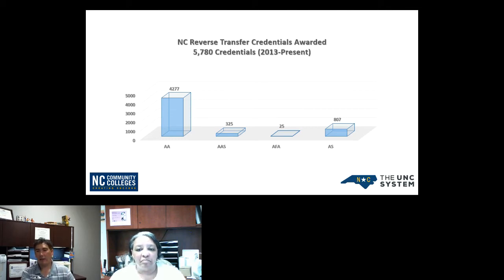So we're taking that little under 1,700 credentials to today. And as we're looking at it today, you can see that we've got over 4,200 associate in arts. Wynn is still pumping those AASs out of here, so we've got 325 associate in applied sciences. We've got 25 associate in fine arts, and then over 800 associate in science credential earners. And you look at it and you're like, wow, we've got over 5,500 credentials that are earned. Over 5,500 students in North Carolina have earned the opportunity based out of the transfer advantage.